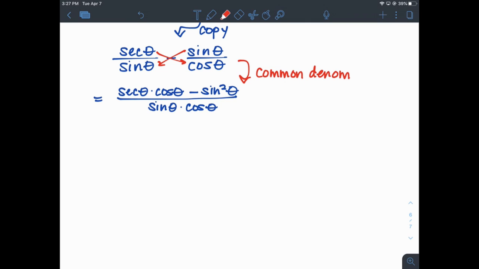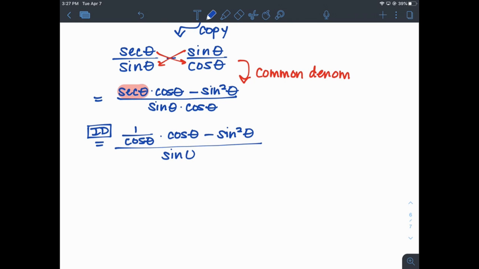So now I'm going to do the other thing that we could have done first. I'm going to change secant into 1 over cosine. So we could have done that first. I just opted to wait a step. And then everything else gets copied. The multiplication trumps the subtraction, so I want to multiply those together, but the cosines cancel. Make sure when you cancel those cosines, there's not a 0 left. There's a 1 left.